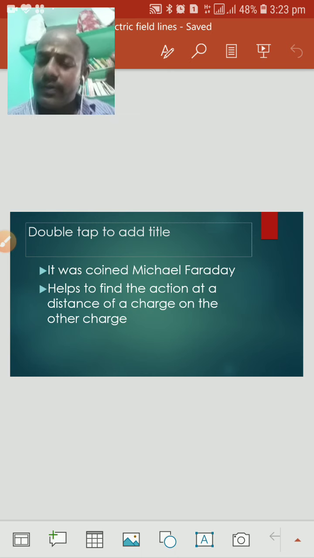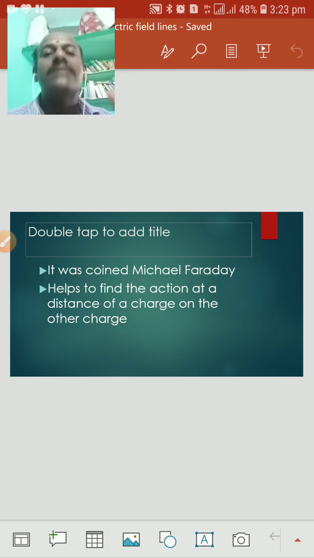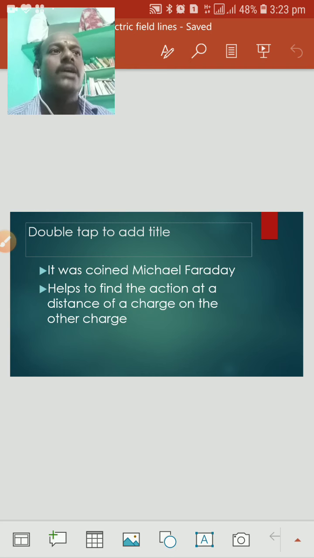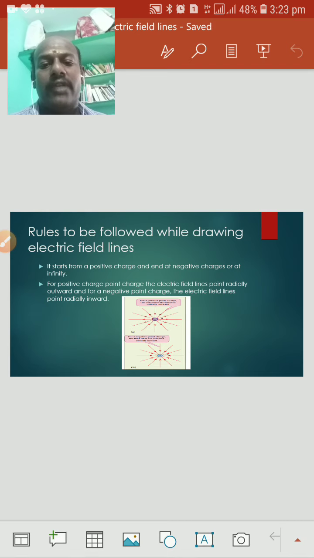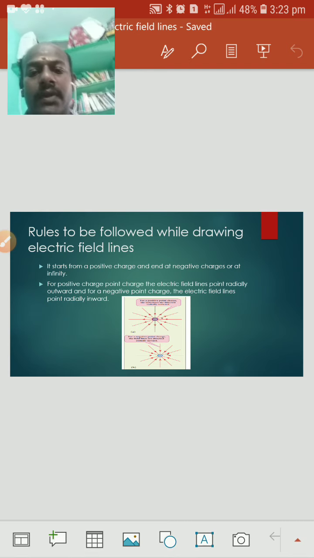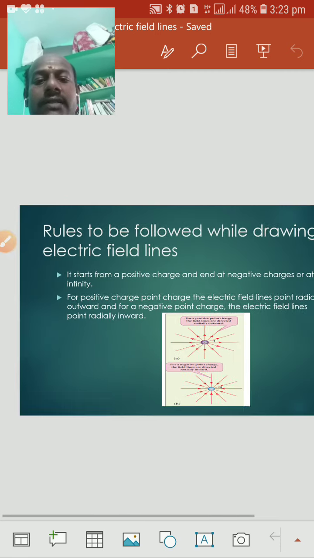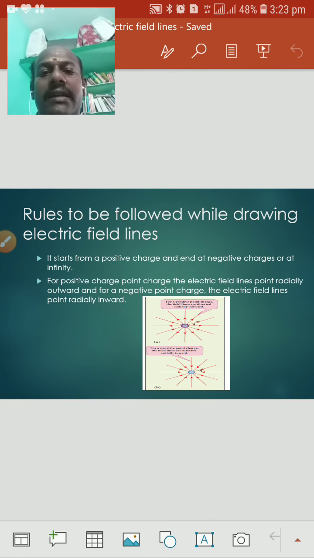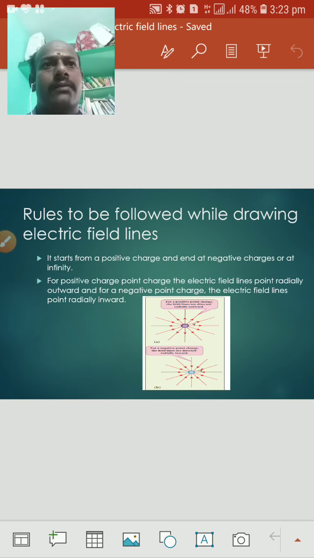So it was able to be explained or understood by some imaginary lines that are called electric field lines. There are certain rules to be followed while drawing electric field lines. They are: it starts from the positive charge and it ends at the negative charge or at infinity.